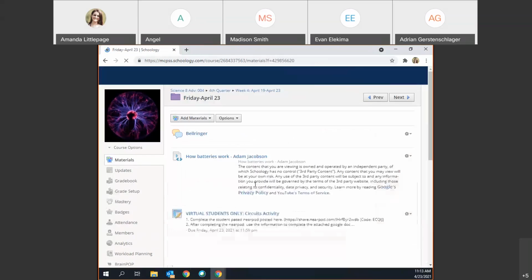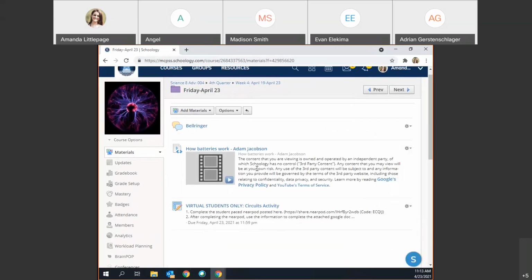Little preview about what we're doing today. We are going to watch a video on the difference between batteries. And in class, we've been talking about the difference between dry cell batteries and what we call wet cell batteries. I'm going to go over that with you in just a moment. But we're going to move through a video today.